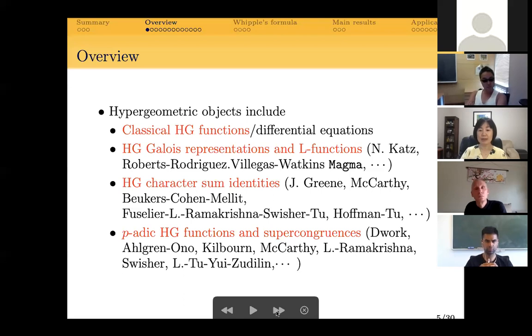There is even a Magma implementation called hypergeometric motif, which is very useful when we're trying to test out different new ideas on the subject. And there is another level called hypergeometric character sum identities. There are many amazing identities, very much like what you will see later in Whipple's formula. There's a left-hand side and a right-hand side, but they're written in a way that could be technical at first glance.